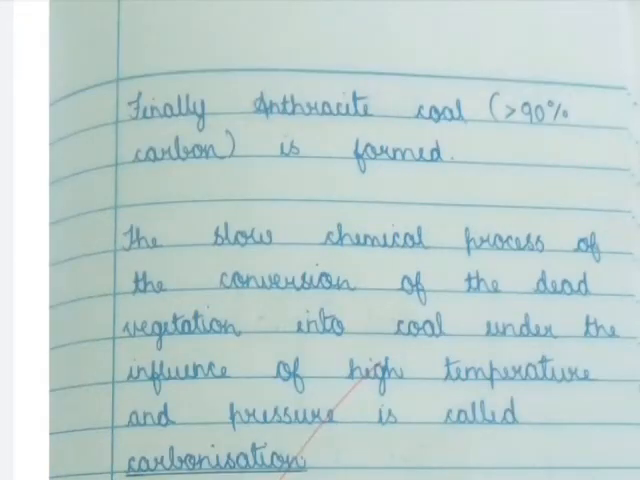The slow chemical process of the conversion of the dead vegetation into coal under the influence of high temperature and pressure is called carbonization.